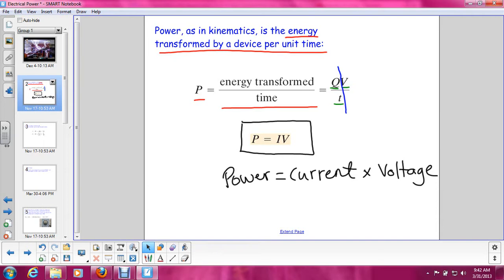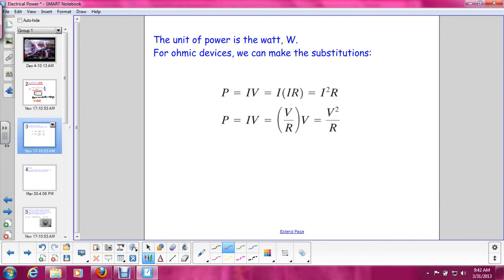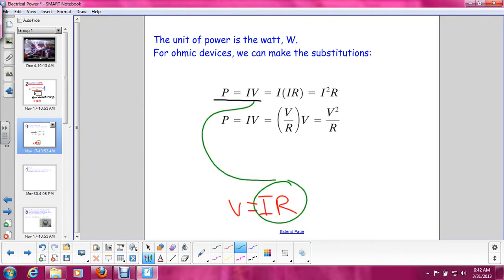Now, this is a pretty simple equation, and it should remind you of one we learned about in the last video, which is V equals IR. They're very similar, and they use some of the same elements. Because of that, we can substitute some things. So power is current times voltage, but because V equals IR, we can substitute IR in for V here. So power is also equal to current squared times resistance.